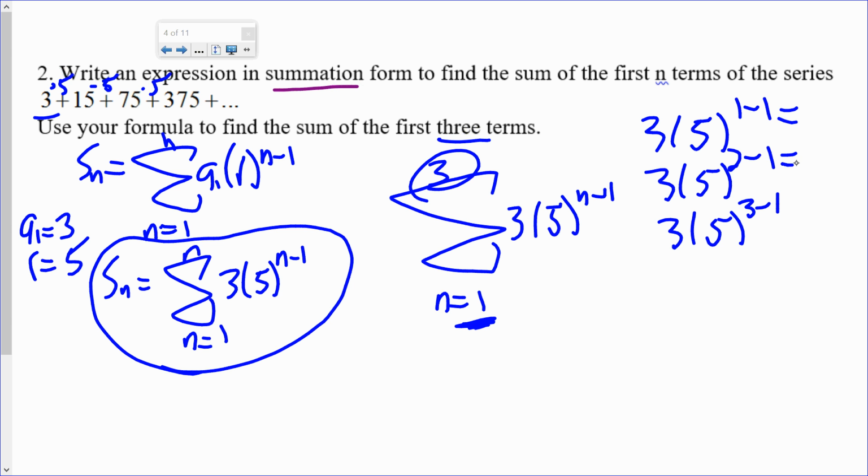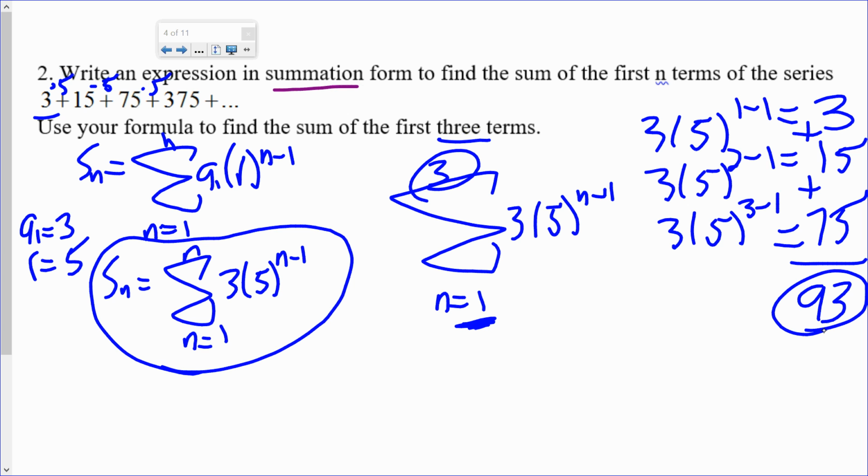And you can use a calculator. I'm not going to use the calculator this time. I showed you how we do it last time. That is 3. That is 15. That is 75. I add them together, and I get 93.